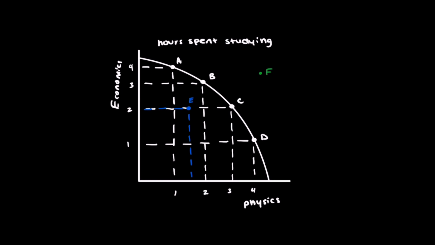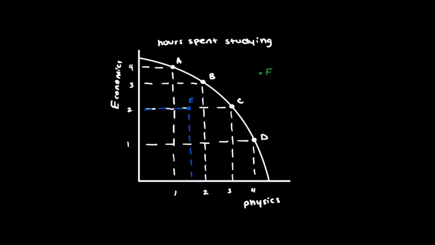Point E is a point to the left of the curve, and this means that the economy isn't using its resources efficiently. So in this case, the student isn't spending as much time as they could to study. Point E shows that the student is spending 2 hours on econ and only an hour and a half on physics. That equals 3.5 hours total when they could be spending up to 5. So that is an hour and a half of wasted time. And in an economy, that would be just wasted resources that could be used to further the economy.